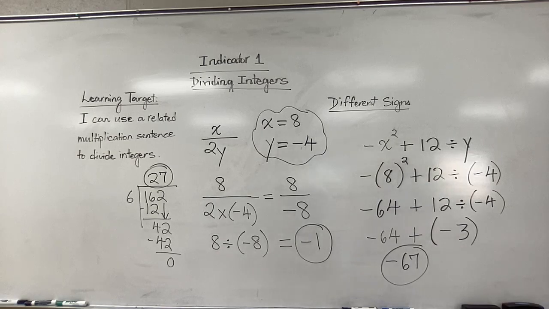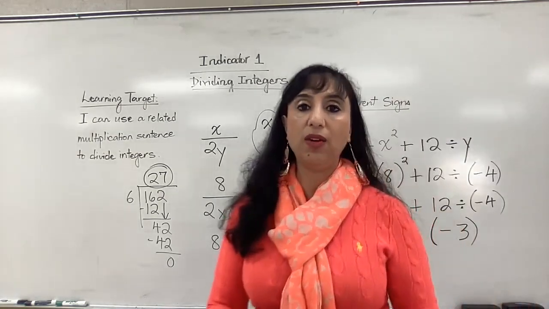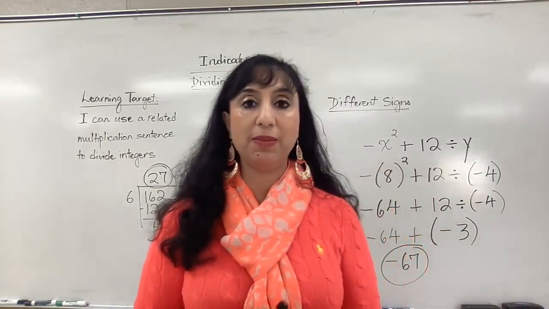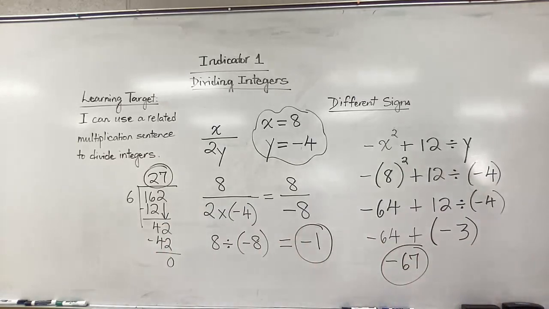So it doesn't matter, when you're doing division, it has the same rules as multiplication. Same signs are going to give a positive quotient, and opposite signs are going to give me a negative quotient.